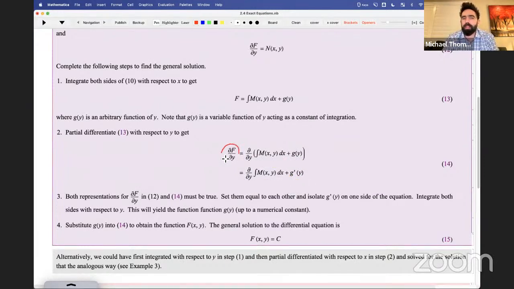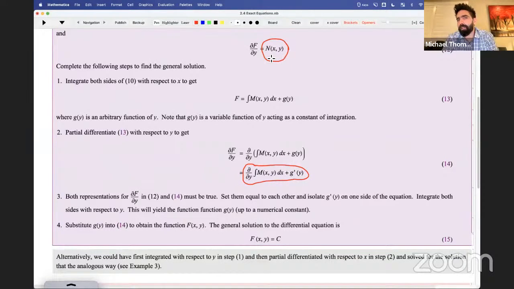Okay, so now I've got an expression for the partial of f with respect to y. But we already know that the partial of f with respect to y has to equal n. So if I know this is an expression for the partial of f with respect to y, and I know this is an expression for the partial of f with respect to y, that means they have to be the same thing. So let's set them equal to each other. So if we set them equal to each other, you're going to set this guy equal to this guy.